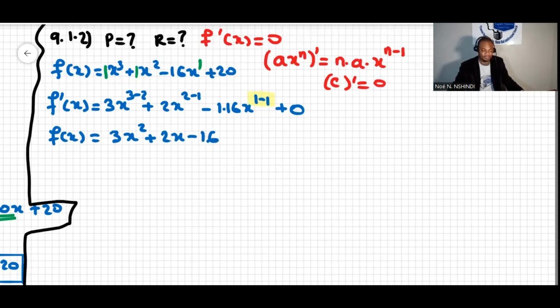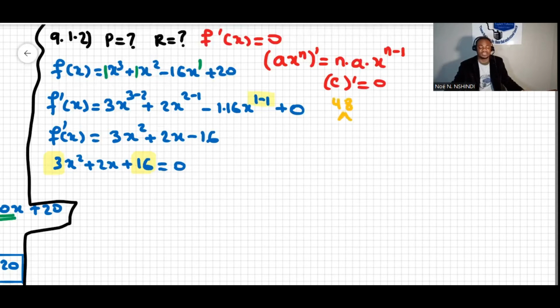That's f prime of x. Now we're going to set this derivative equal to 0. So it's going to be 3x squared plus 2x plus 16 equal to 0. In this situation, because the leading coefficient is different than 1, we're going to do 3 times 16. This is equal to 48.